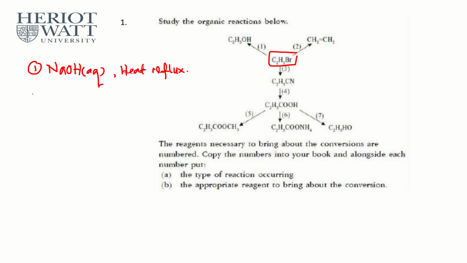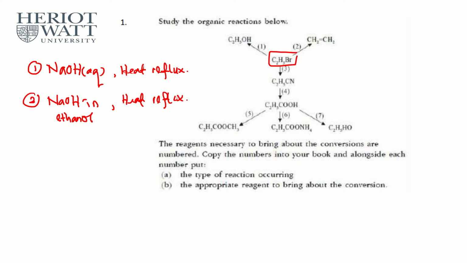And the next one, we're going to get CH2 with a double bond. If we check the structural formula again, the only thing that we remove from the molecule is HBr, so that we can get the double bond there. In this case, we call that elimination. Again, we are using a similar reagent, NaOH, but this is in alcohol, ethanol. Because organic compounds are involved, again we have to heat under reflux. That's the second one.